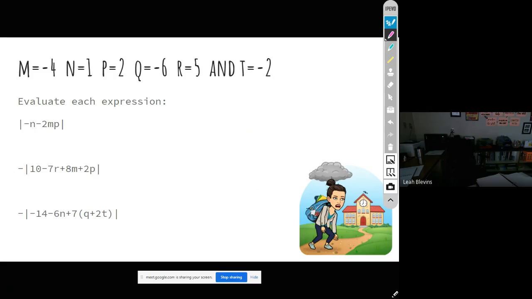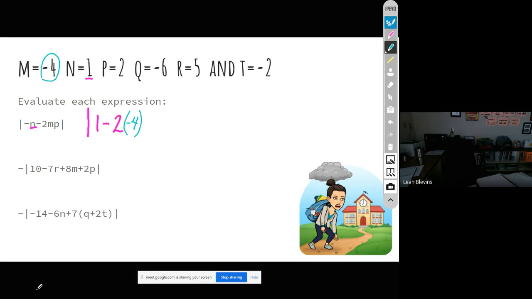Okay, so we're going to evaluate the following expression. It says m equals -4, n equals 1, p equals 2, q equals -6, r equals 5, and t equals -2. So looking at this very first one, all we're going to do is rewrite the problem. And instead of putting in the letters, I'm going to put in what each is equal to. So then 1 minus 2. In place of m, I'm going to put what m is equal to. m is equal to -4, right?